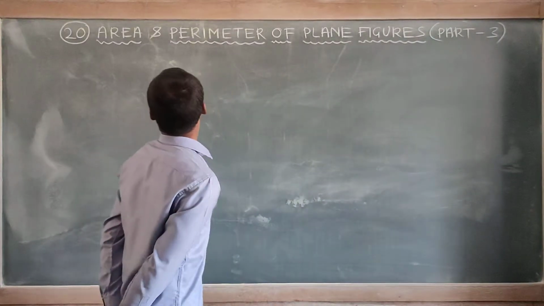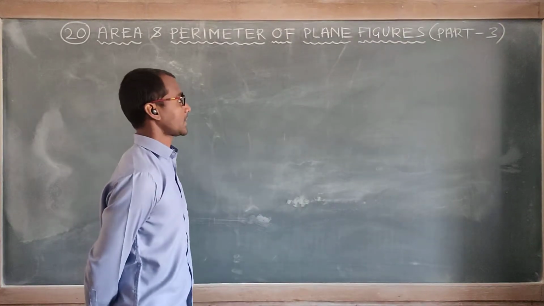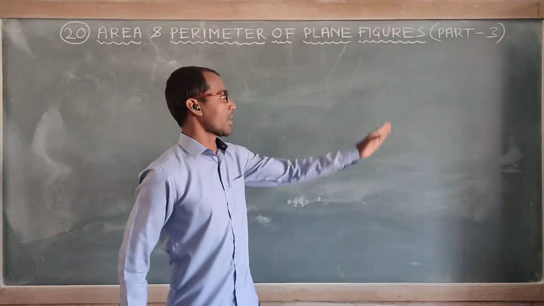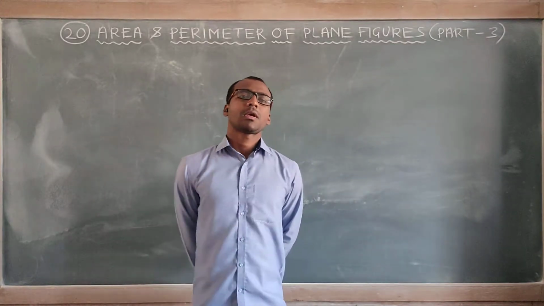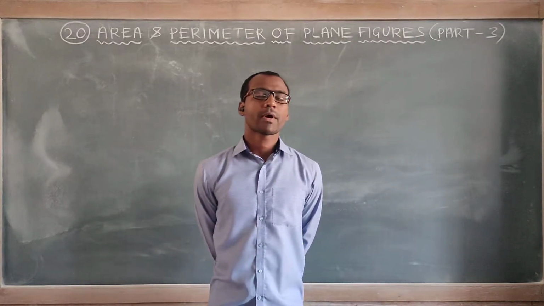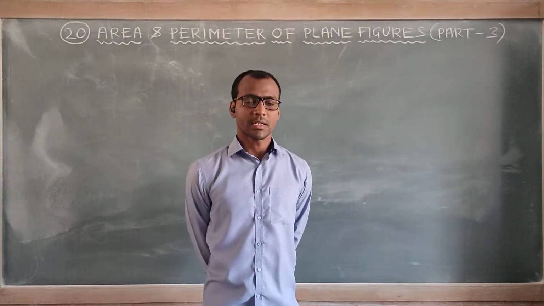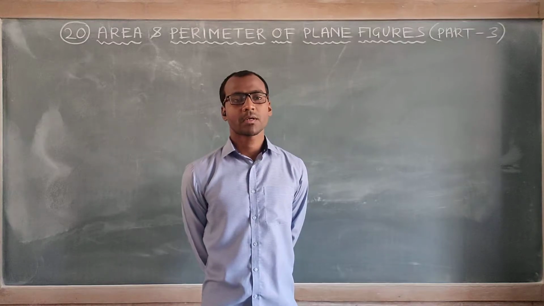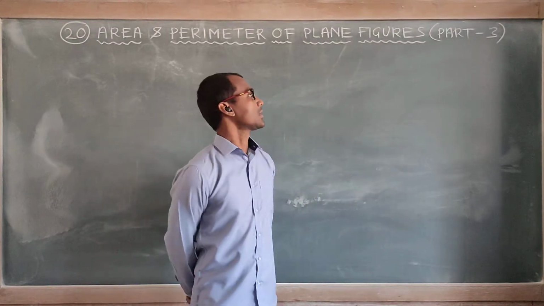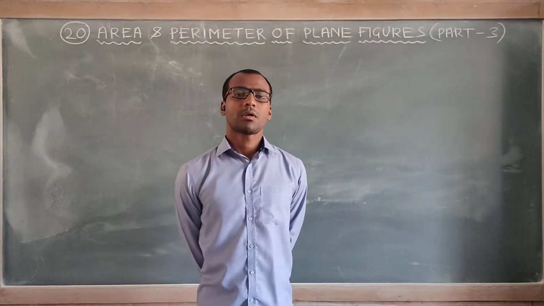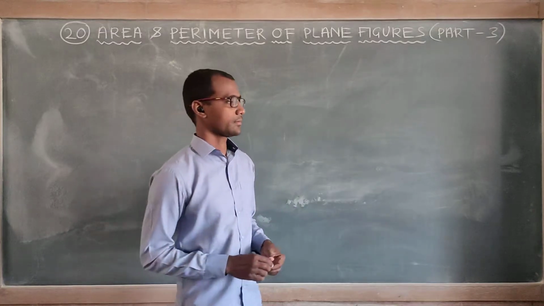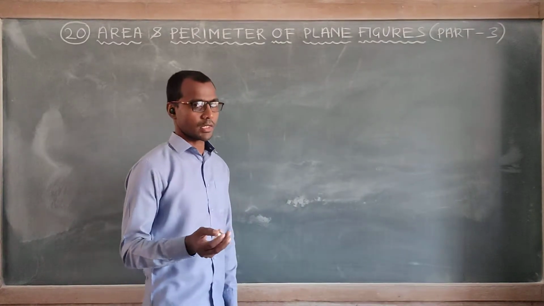This is area and perimeter of plane figures, or two-dimensional mensuration, 2D mensuration of class 9, part 3. In part 1, I have already explained how to find area and perimeter of different types of triangles. In part 2, I solved and explained some examples related to triangles. This part is completely for quadrilaterals, different types of quadrilaterals, area and perimeter. So first, let us start with the quadrilateral.